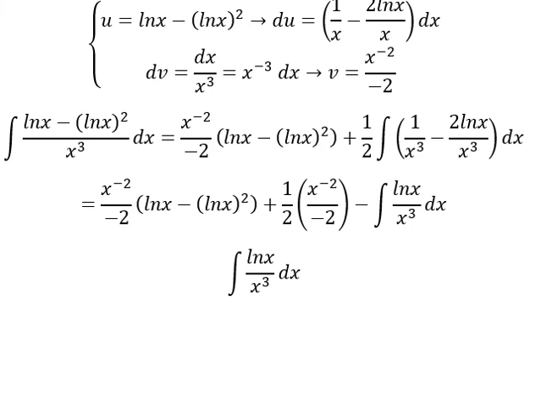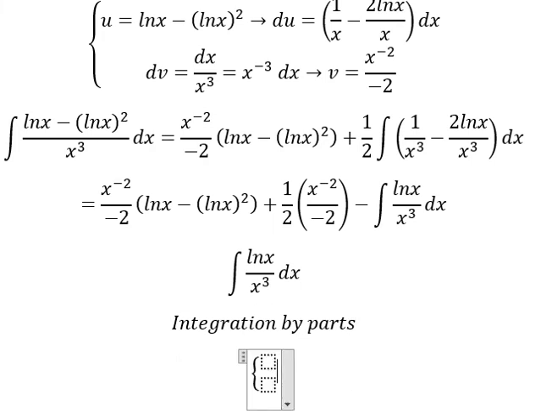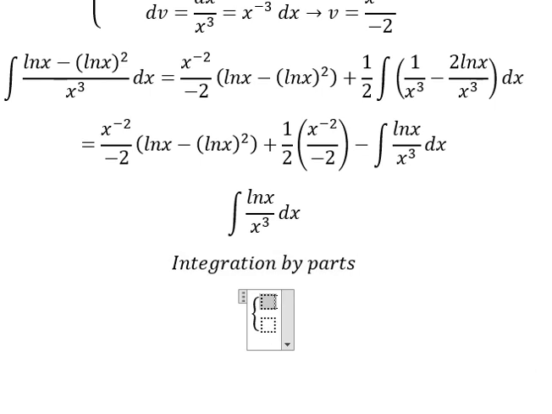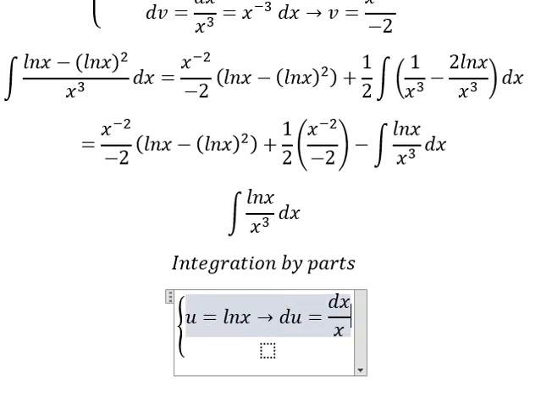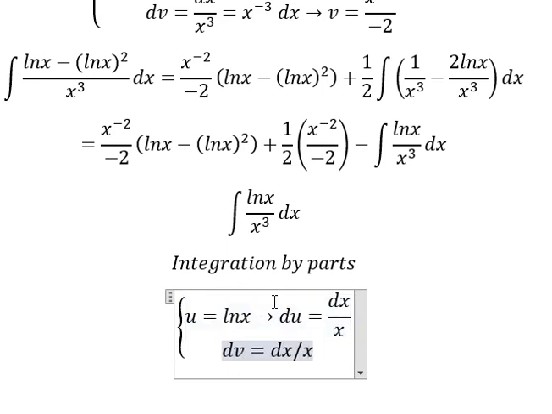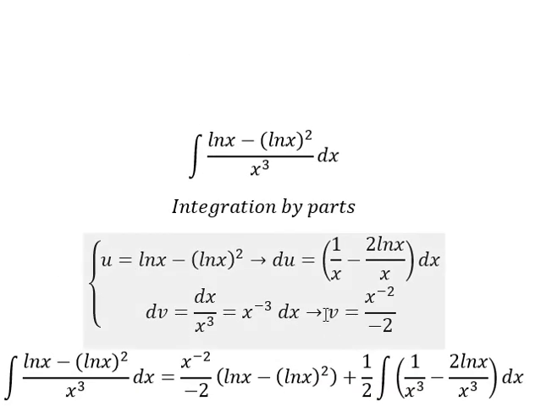So we need to use integration by parts. So I will put u equals ln s, du, you get 1 over s. dv, we have ds over s to the power of 3. And this one is similar to the previous one.